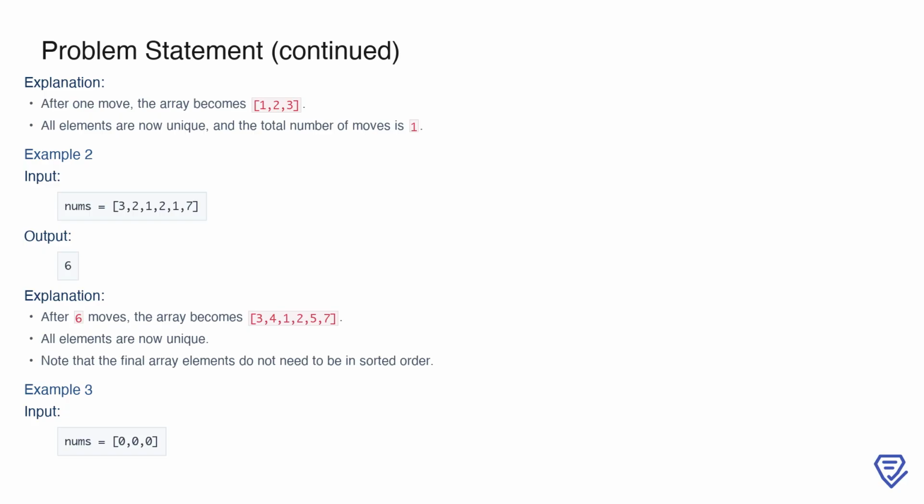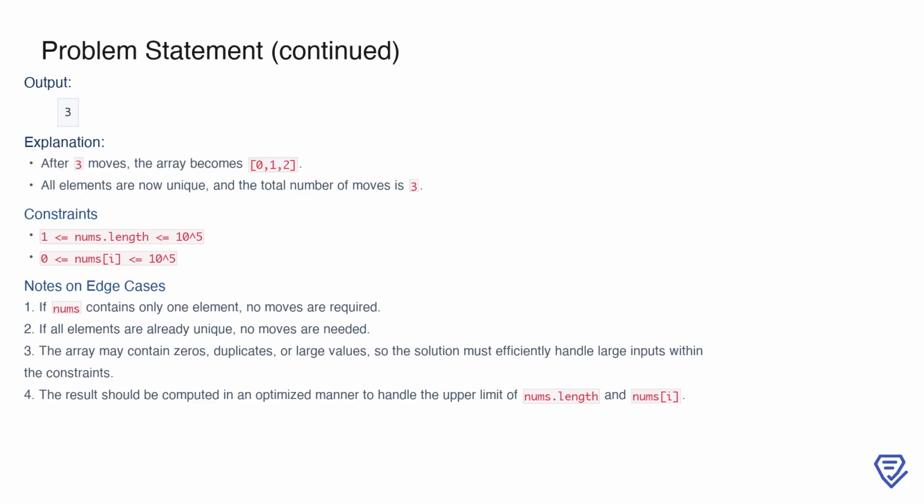Now, consider the third example where the input array is 0, 0, 0. In this case, the output is 3. Starting with 3 zeros, you can increment the second 0 to 1 and the third 0 to 2, resulting in the array 0, 1, 2. This requires 3 moves in total, making all the elements unique.